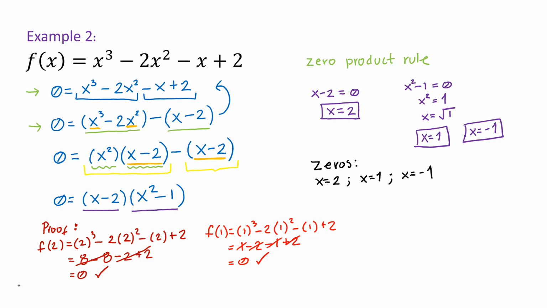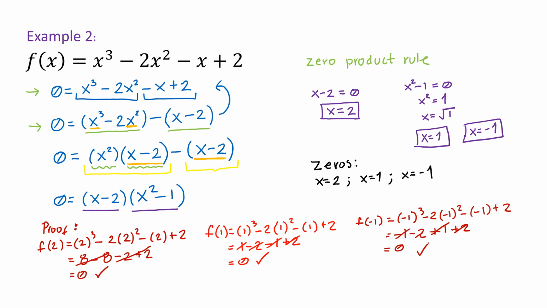Now let's check the third value, minus 1. When x is minus 1, the function is the cube of minus 1 minus 2 times the square of minus 1 minus minus 1 plus 2. The cube of minus 1 is minus 1. The square of minus 1 is 1 times minus 2, minus 2. Minus minus 1 is plus 1, plus 2. Minus 1 plus 1 is 0, and minus 2 plus 2 is 0. So that's 0. That means that minus 1 is a zero of this function.